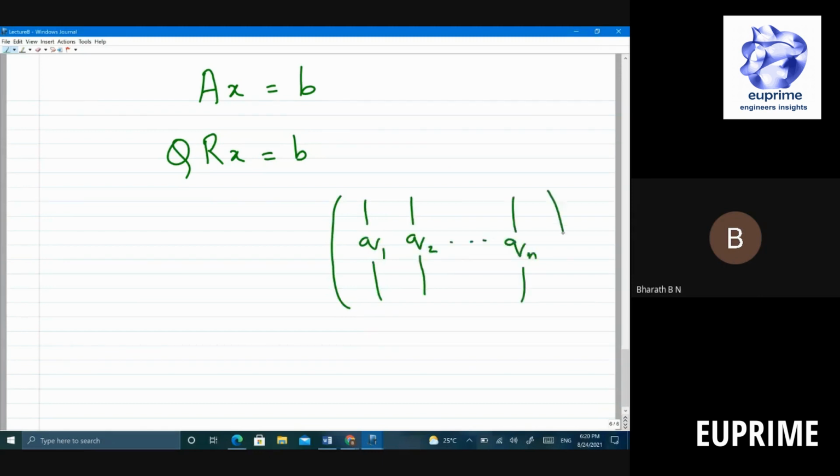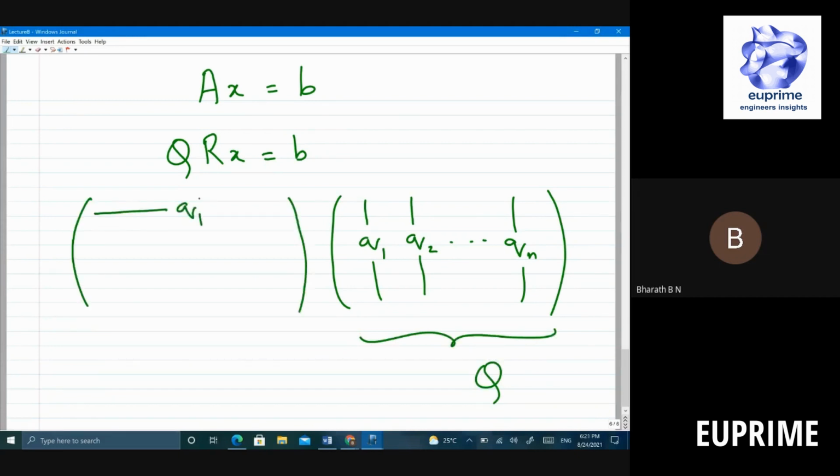What will be Q transpose? This is Q, by the way. I have to make the columns rows, right? So I'll have this: this will be Q1 transpose, this will be Q2 transpose, and so on. This will be Qn transpose.